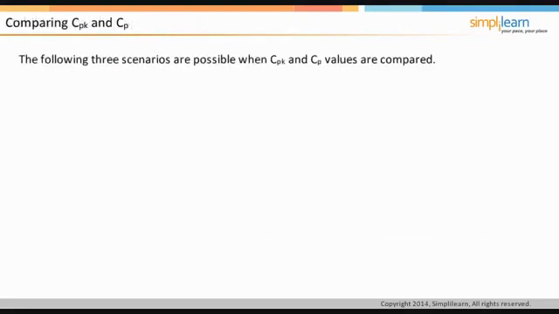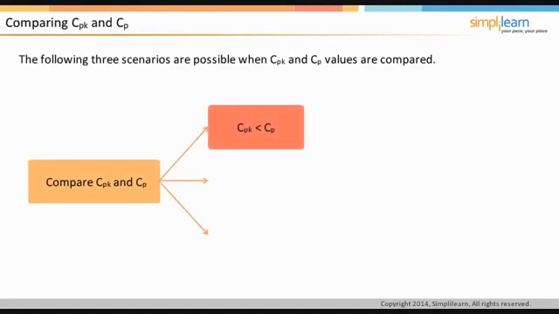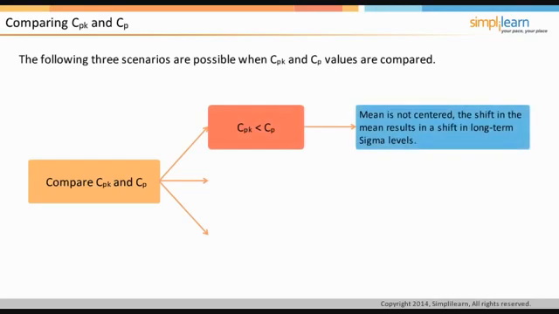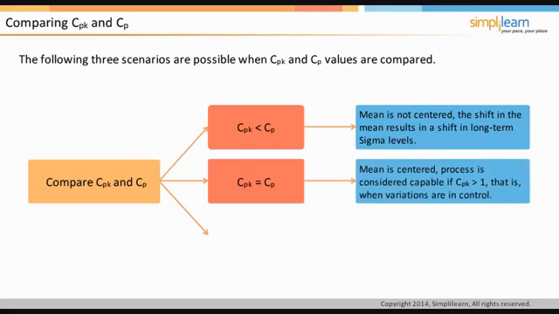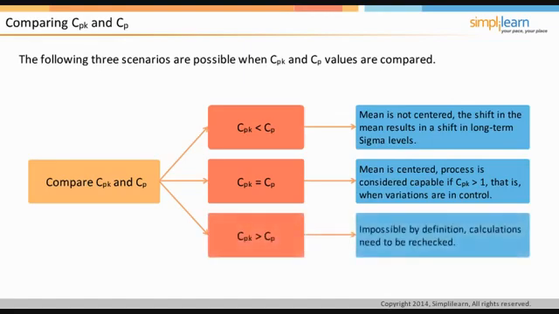When CPK and CP values are compared, three outcomes are possible. When CPK is lesser than CP, it can be inferred that the mean is not centered. When CPK is equal to CP, the inference is that the process is accurate. The process is considered capable if CPK is greater than 1. This will happen only if variations are in control. CPK can never be greater than CP. If this situation occurs, the calculations have to be rechecked. We will look at an example problem for calculating process variation in the following screen.